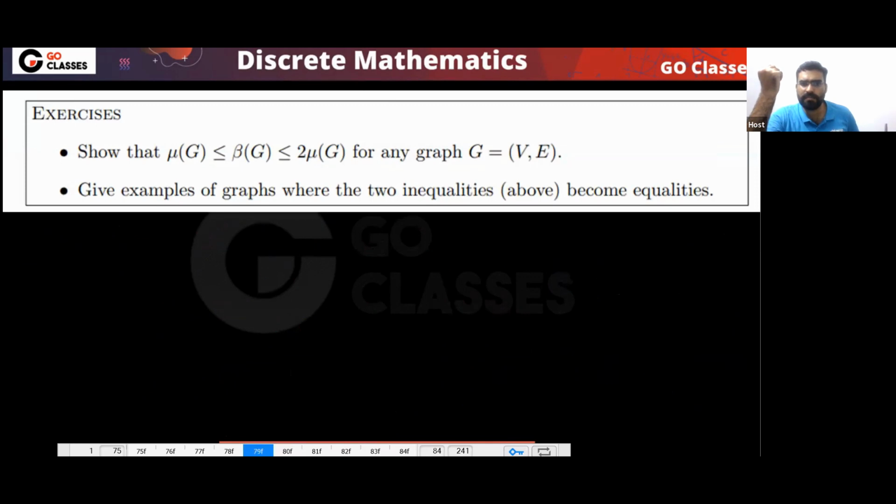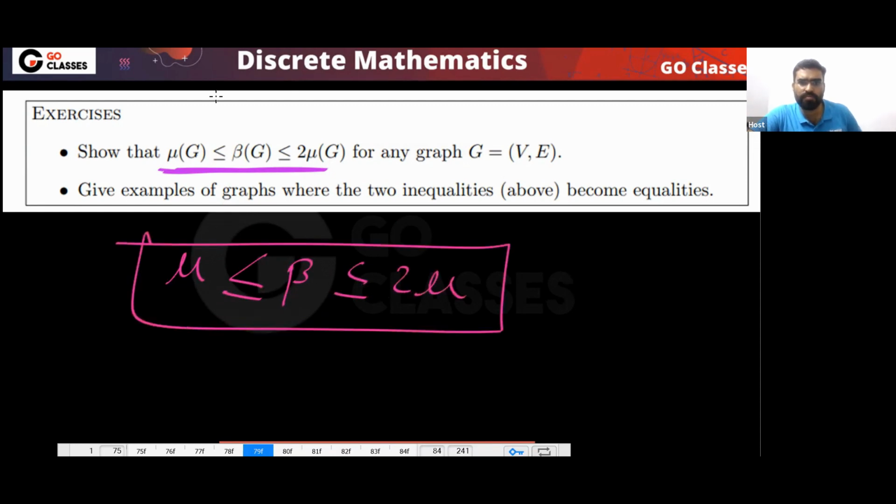And this is the idea. Did you understand this statement? This is also a GATE exam question. Did you understand? Very simple. So mu is less than or equal to vertex cover, which is less than or equal to 2 mu. Quite simple.